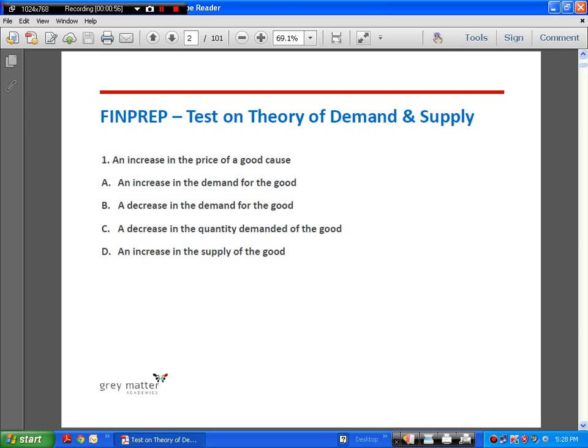Question number 1. An increase in the price of a good causes: A. An increase in the demand for the good, B. a decrease in the demand for the good, C. a decrease in the quantity demanded of the good, D. an increase in the supply of the good. Any changes brought out by price would mean a movement along the same demand curve. Therefore, an increase in price would bring out an opposite reaction to the quantity demanded. Therefore, the right answer is option C, a decrease in quantity demanded of the good.